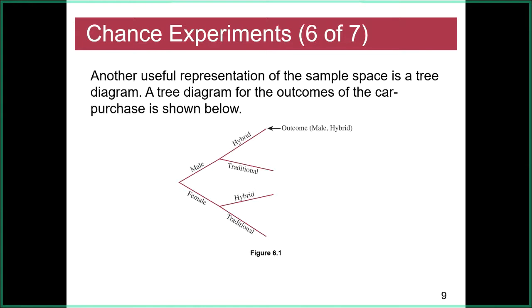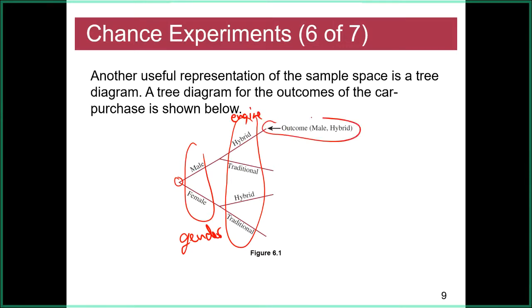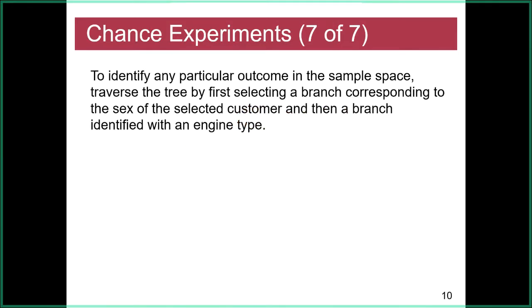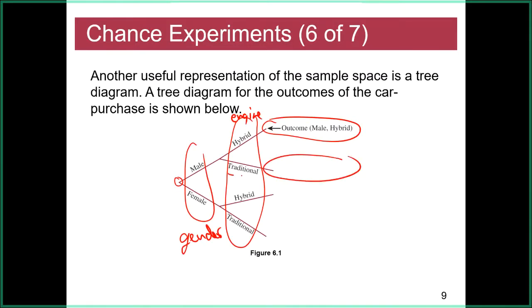We could also have done a probability tree. So we start out, and the first variable, as you can see, is gender. So we split the tree, male or female. And then the second variable is the type of engine. So we decide hybrid or traditional. Notice this one here, that's the male hybrid. This one would be male traditional, this one would be female hybrid, and this one would be female traditional. Just follow the branches from start to the end to get what that combination is.